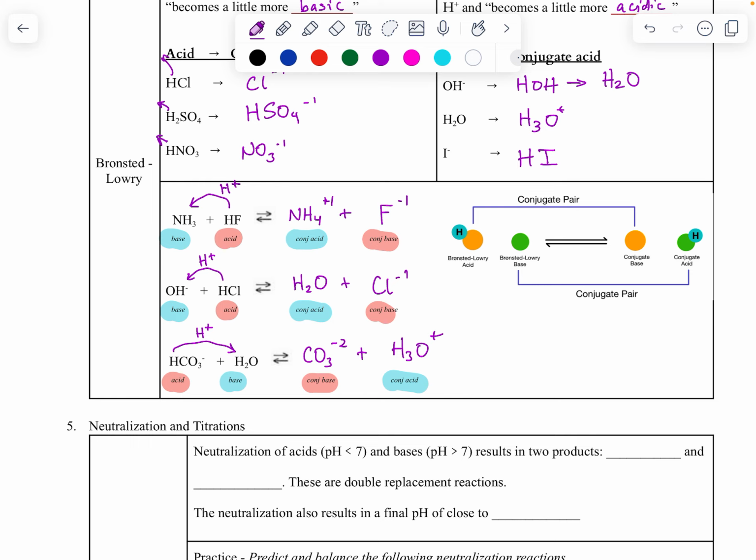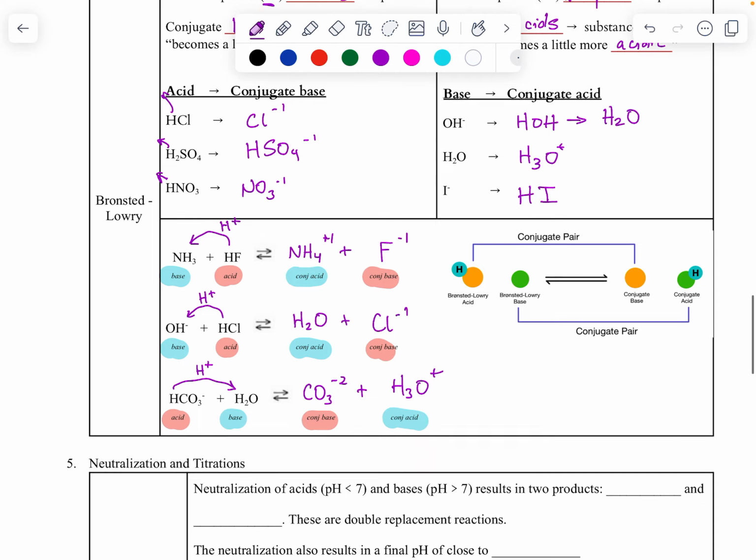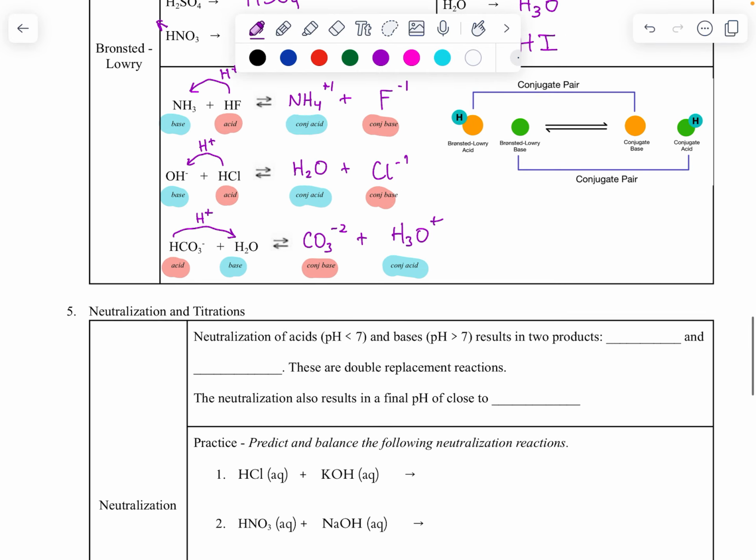So you're able to identify, well, what's the acid to start? The acid is always the one that has the hydrogen ion in it first at the beginning. And then the base is going to be whatever is the opposite of that. So again, water, since it's neutral, can act as a base or an acid, which is why it's such a nifty substance.